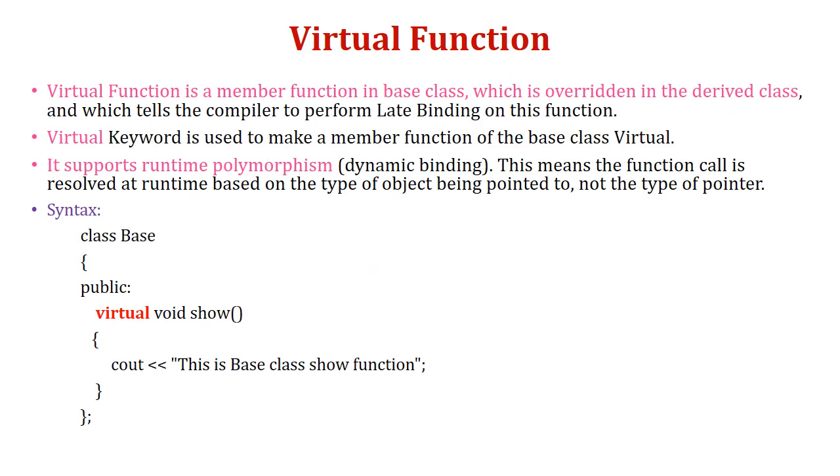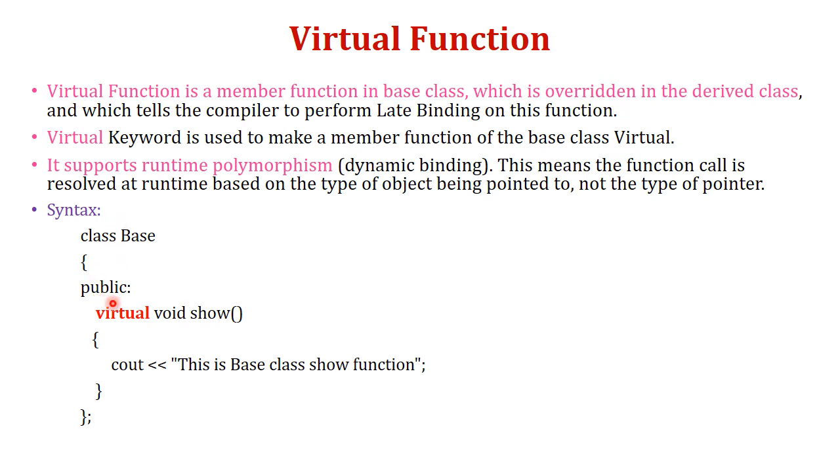So what is a virtual function? A virtual function is a member function in the base class, which is overridden in the derived class, and which tells the compiler to perform late binding on this function. Here the virtual keyword is used to make the member function of the base class a virtual function. It will support runtime polymorphism, that is dynamic binding. This means the function call is resolved at runtime based on the type of object being pointed to, not the type of pointer.